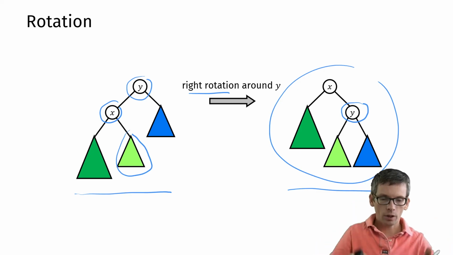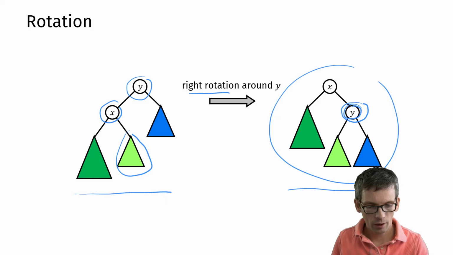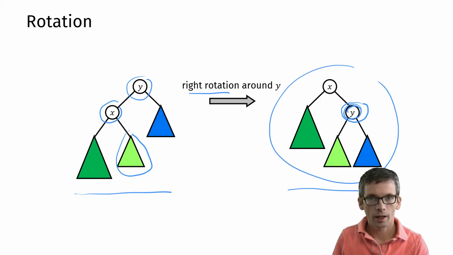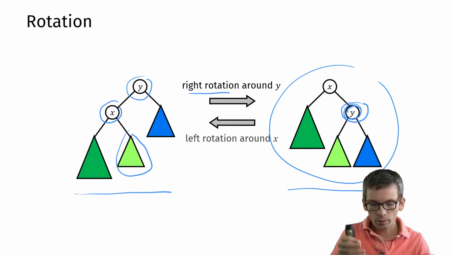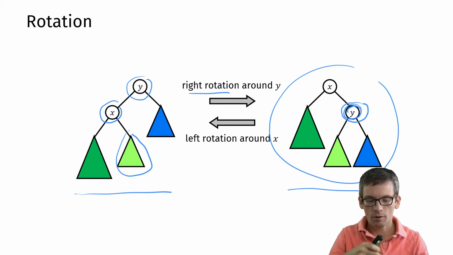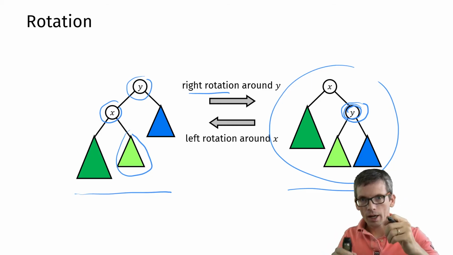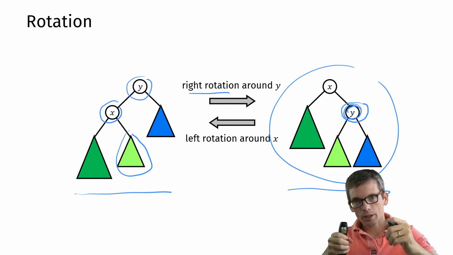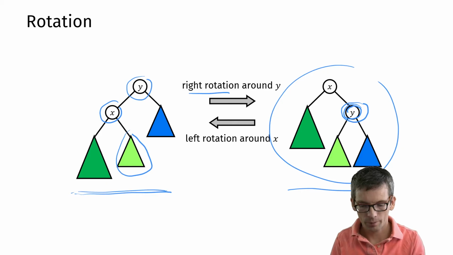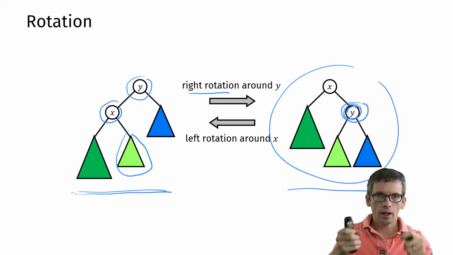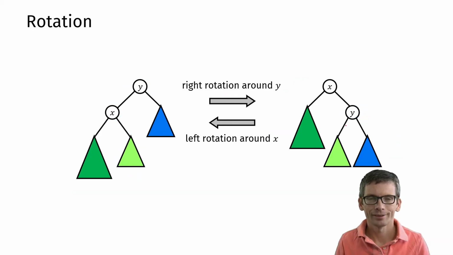There's also the left rotation. This is a setting where, if you look from the perspective of Y, X is now the parent and it's to the left. I can now also rotate, so that's simply the inverse, pulling Y up, bringing X down as a left child of Y, and obtaining this tree here. So this is a rotation in a binary search tree.